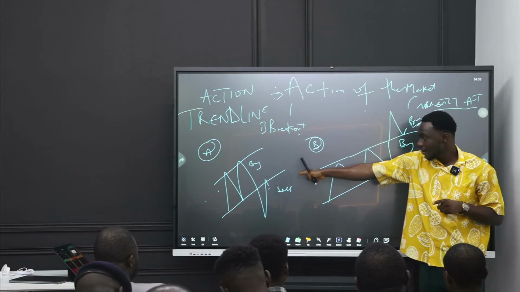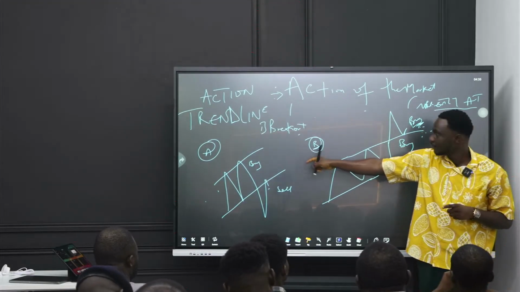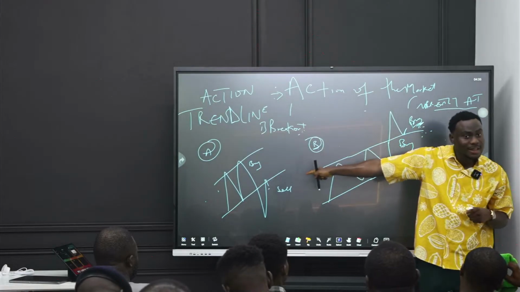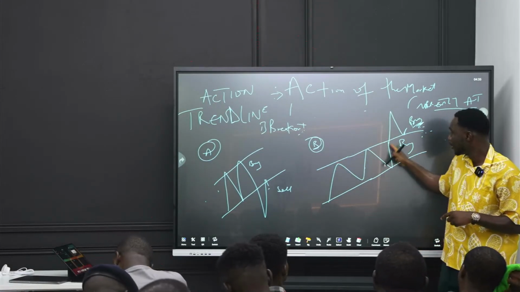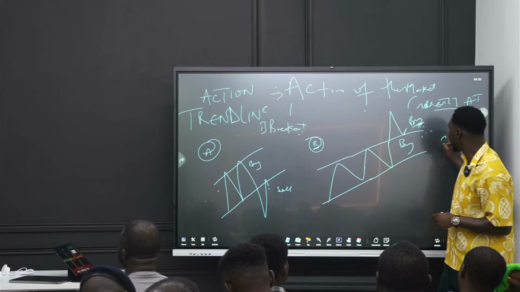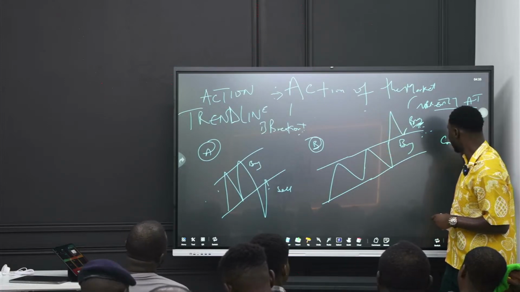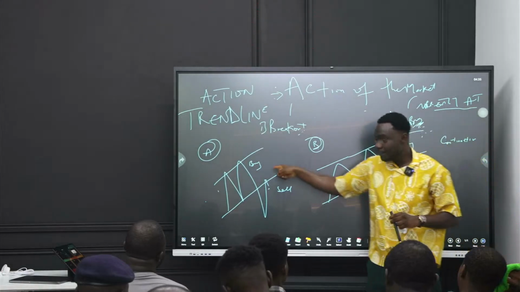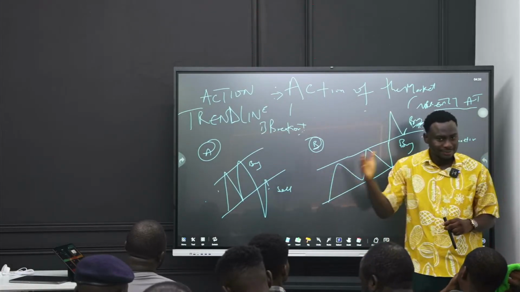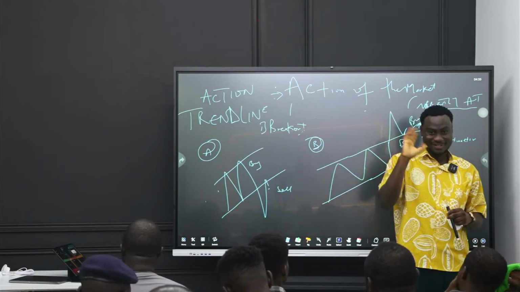In A, there's a reversal. The breakout and retest is happening in A. Was buying before, then it starts selling. In B, there's continuation. Do you get? So A is the breakout and retest. B is what? Are you following me? Yes.